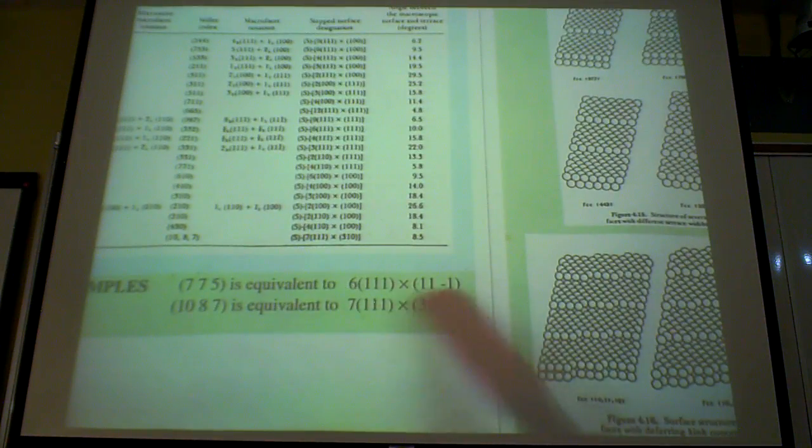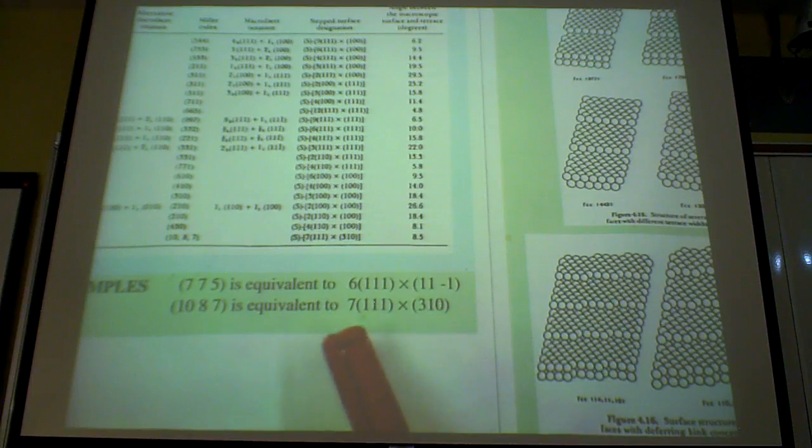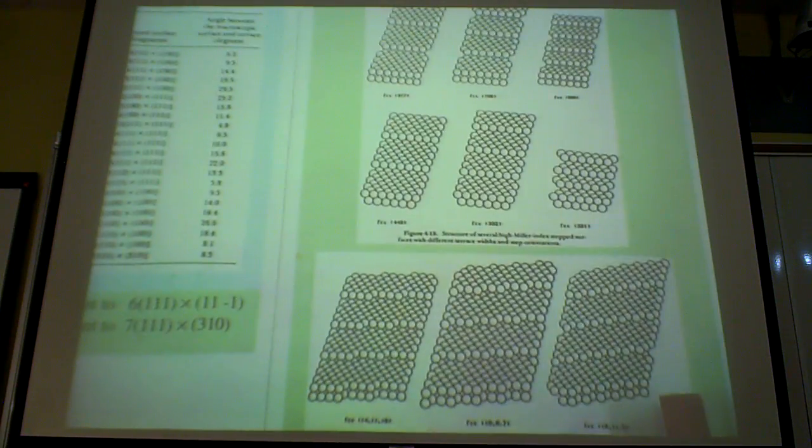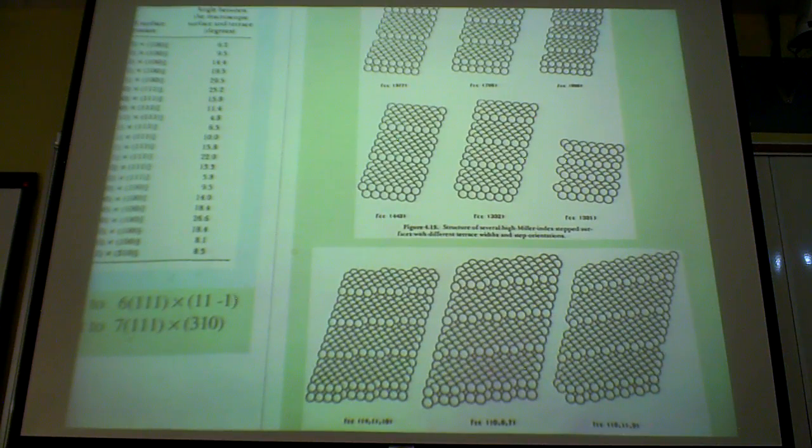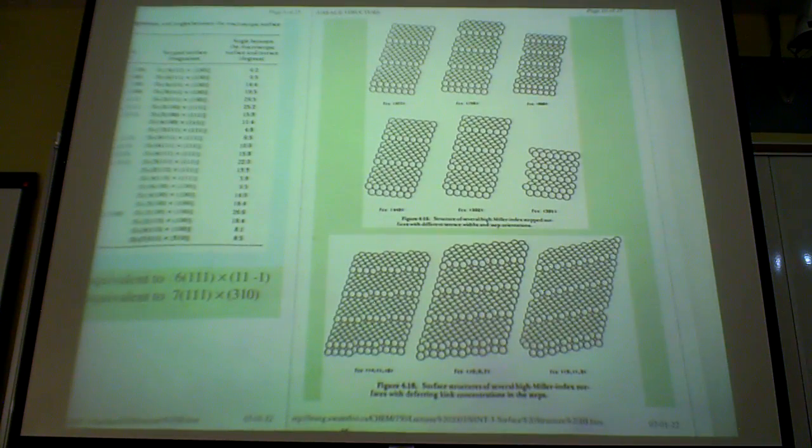Okay, so this is the equivalent. I gave an example down here. 10870 is equal to 711, 3100. Of course, it depends on what the surface structure is, is it FCC or BCC kind of thing. So here's how it looked. He has a very nice diagram in his book, so you can take a look at Somorjai's book on this.